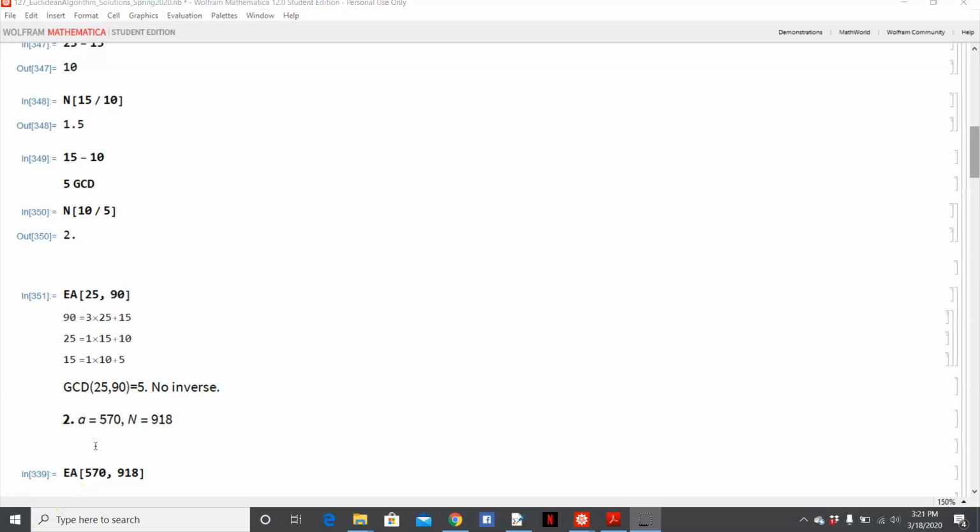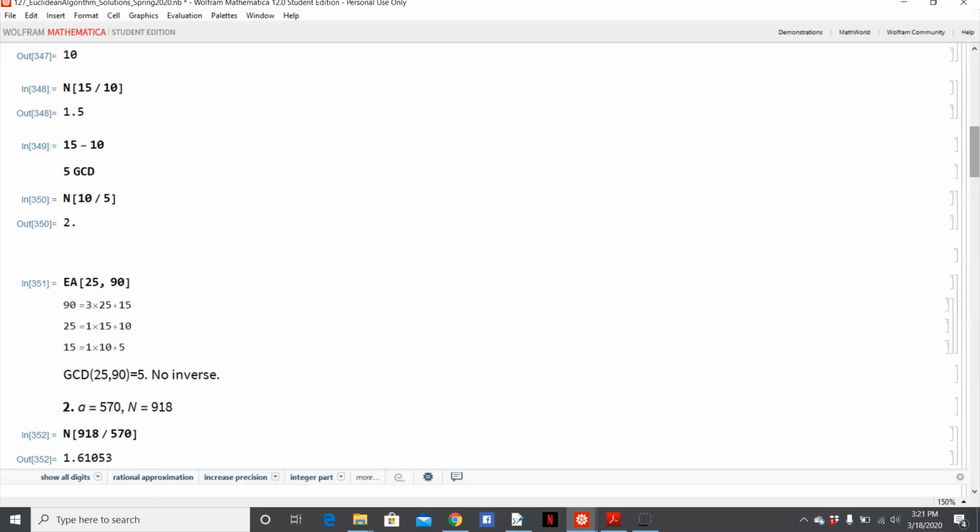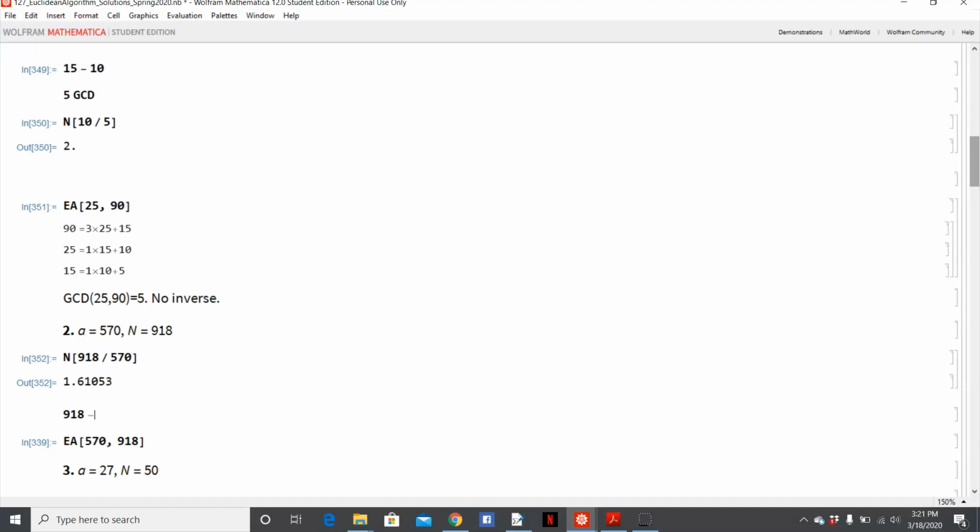All right, now we will do the same thing for 570 and 918. So again, I will divide 918 by 570 to find out how many times it goes in. It goes in once. I need the remainder.